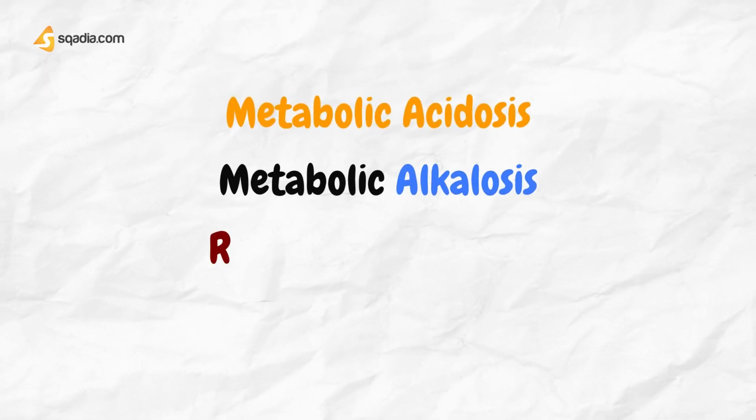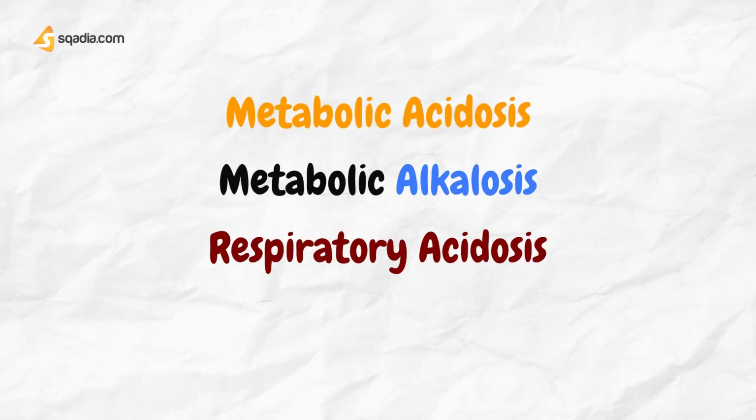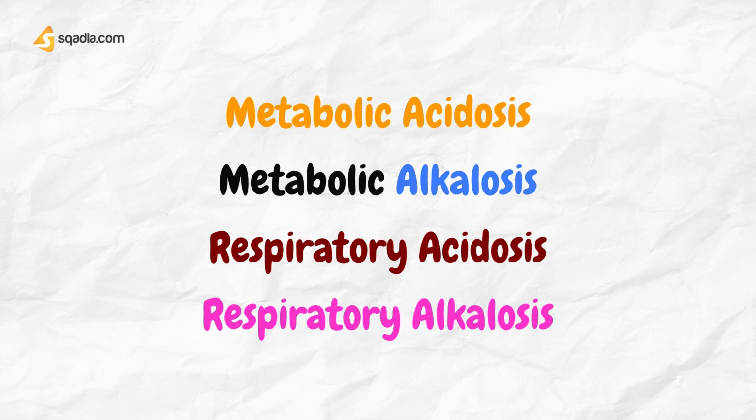So by now you probably know how to figure out the different types of acid-base disorders, which we talked about in detail in our previous video on the acid-base approach, which were metabolic acidosis, metabolic alkalosis, respiratory acidosis, and respiratory alkalosis.